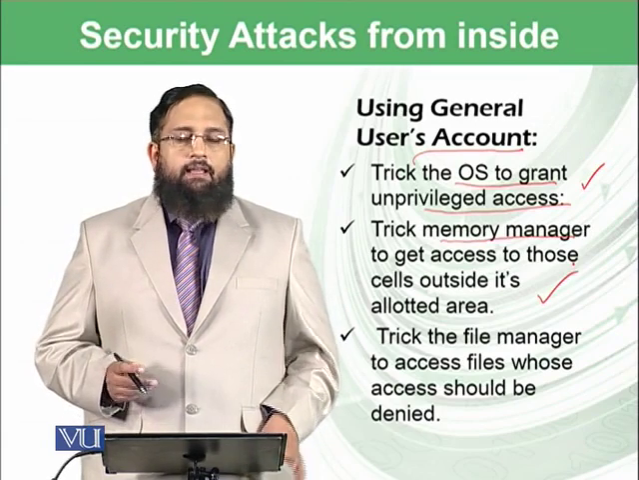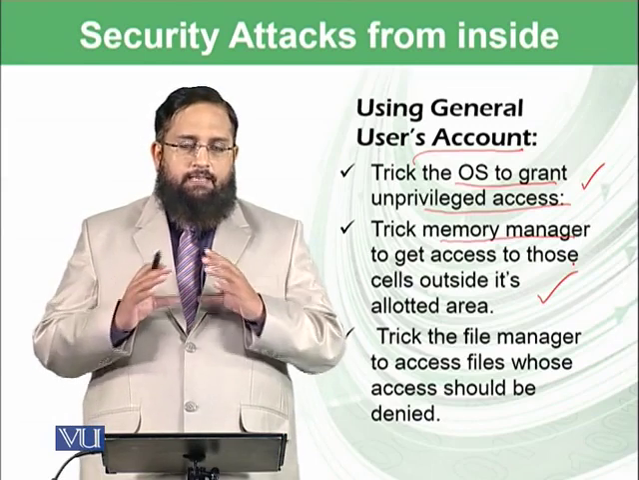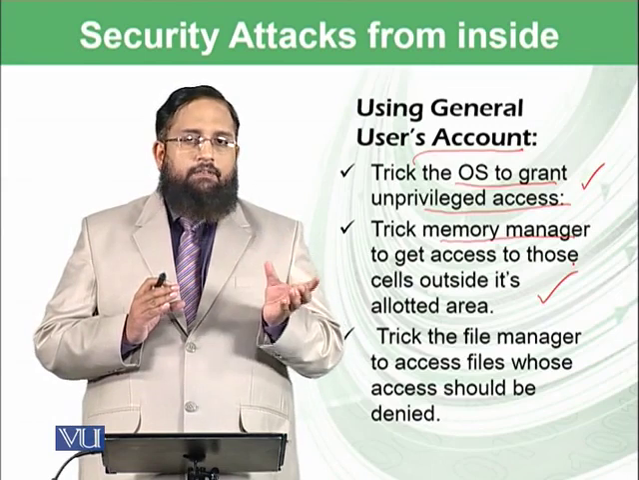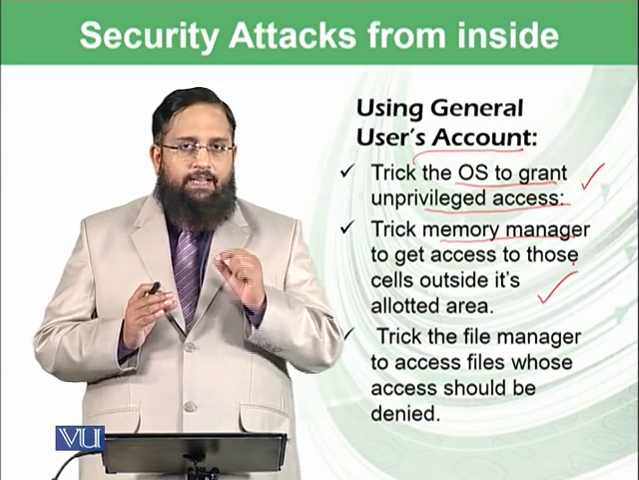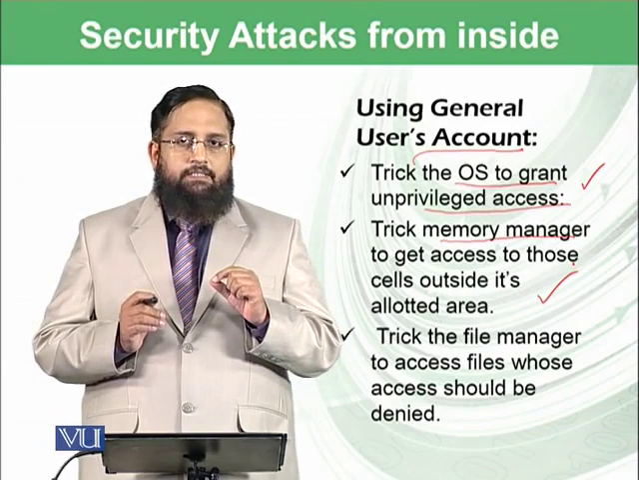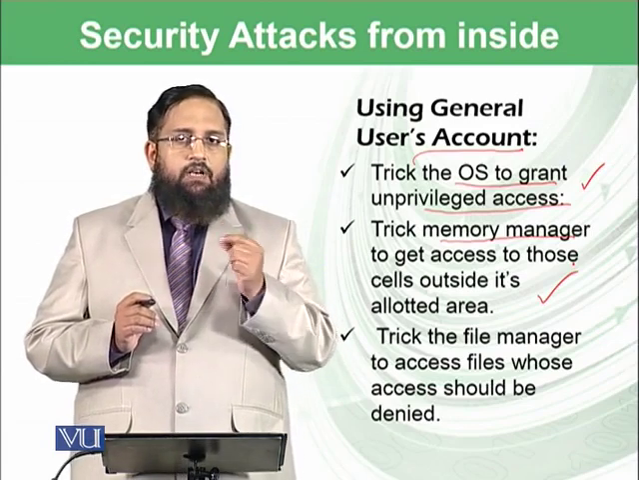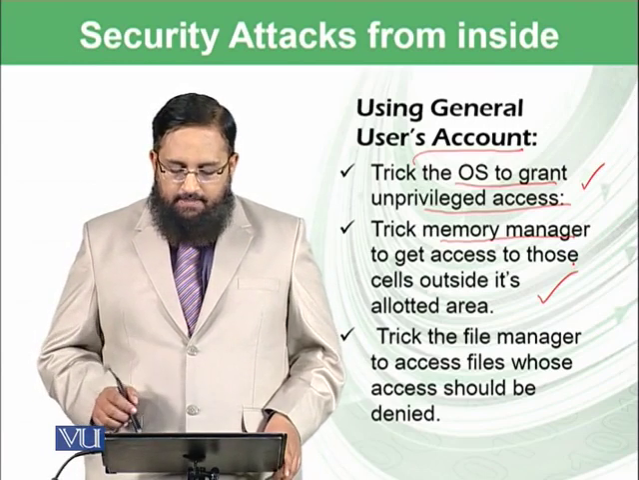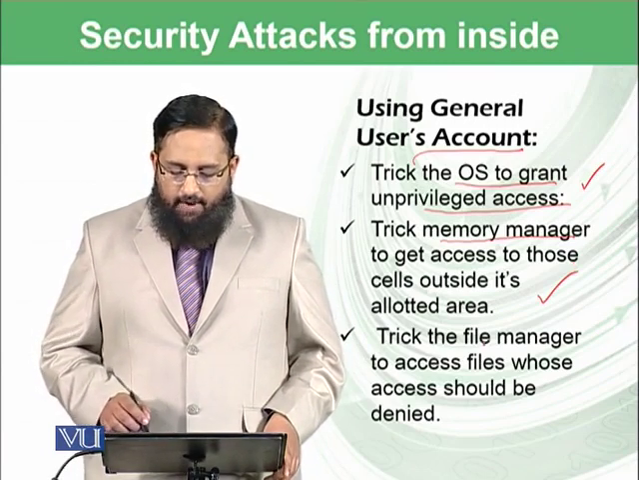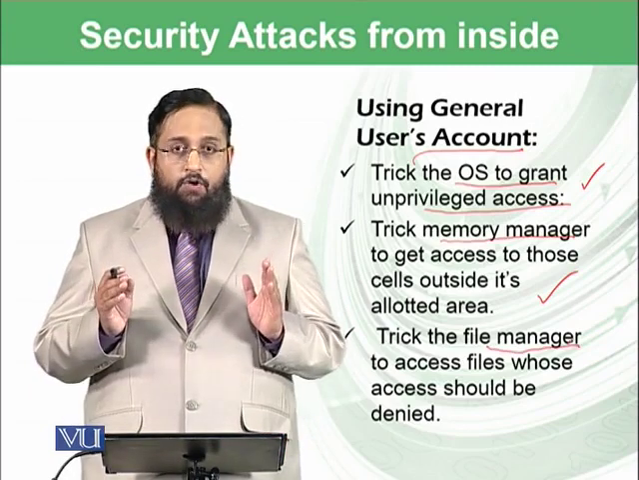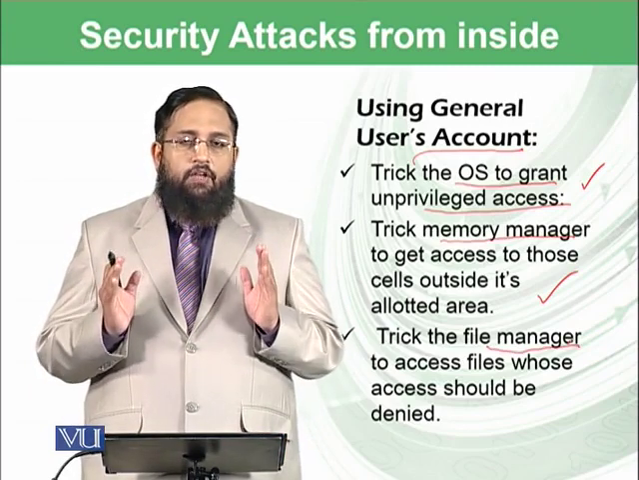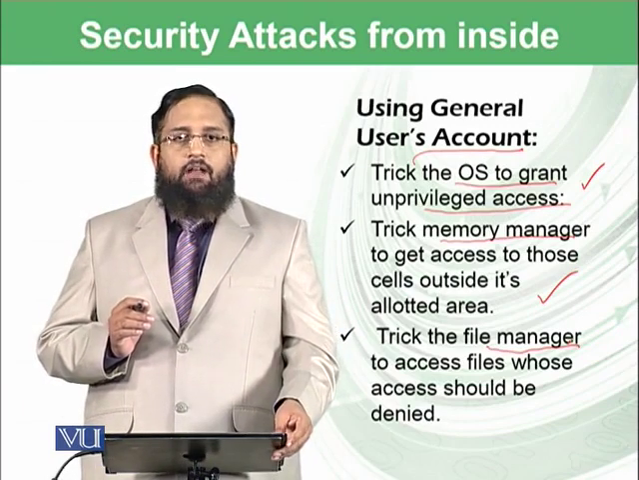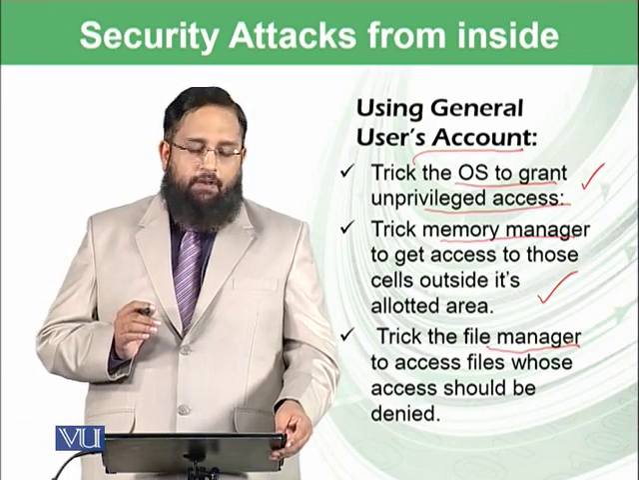We learned that every user and every process has a dedicated area, and no user can access the area of another user or process. So it can trick the operating system into saying, please give me access to that particular area. How? We will learn in the next slides. And it can also trick the file manager to access files for which that user should be denied. This means that the user is not a privileged user for that particular file.